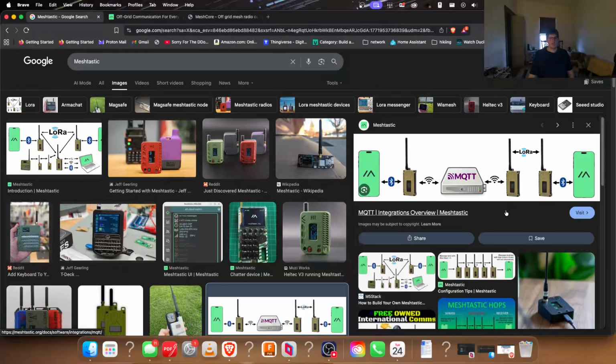But in later videos, I'll talk about more specific antennas and hardware. This was just an introduction on what Meshtastic is.